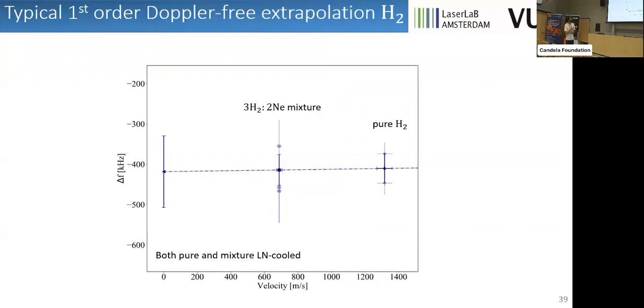So here's a typical first order Doppler free extrapolation of our X2EF measurement in H2. As I said, we have two velocities. One is pure H2 and one is in a mixture with neon. Pure has around 1300 meters per second and the neon mixture is around 700 meters per second. So we measure the transition frequency at both temperatures and then extrapolate to zero velocity.